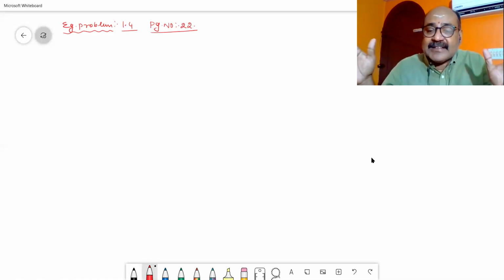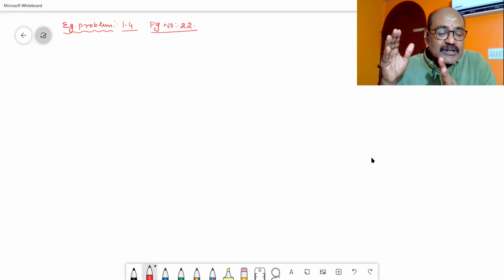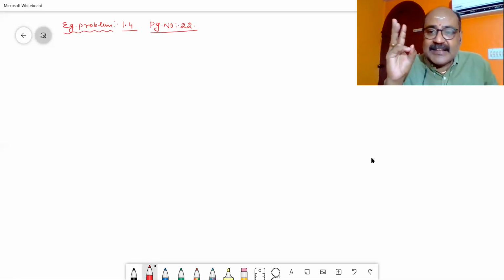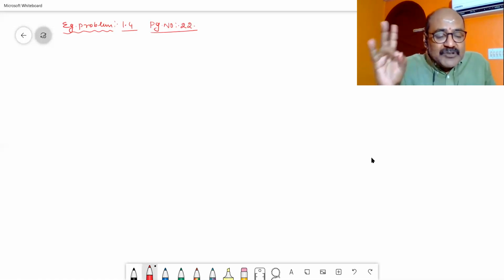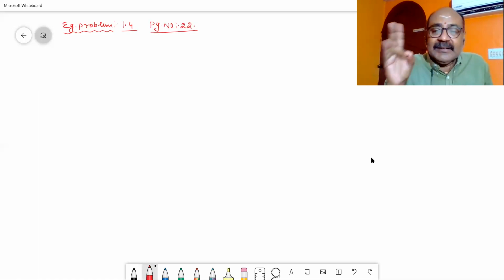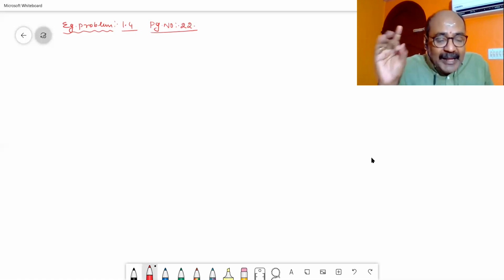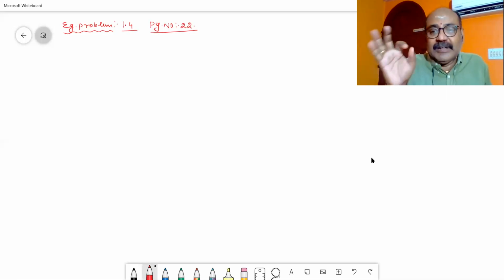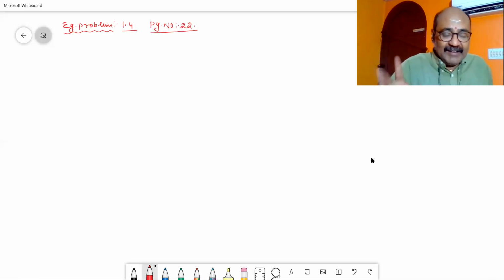What are the different things they have asked? You are asked to calculate the mean value of the period of oscillation, that is the true value, then the absolute error in each measurement, that is delta t, then the mean absolute error, then the relative error, and the percentage error. Express the result in proper form. That was the question given.